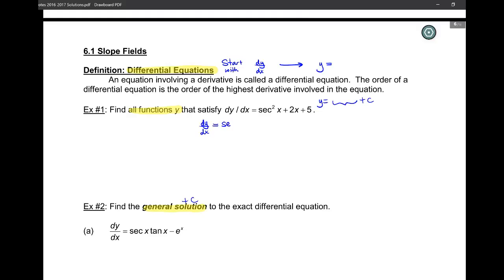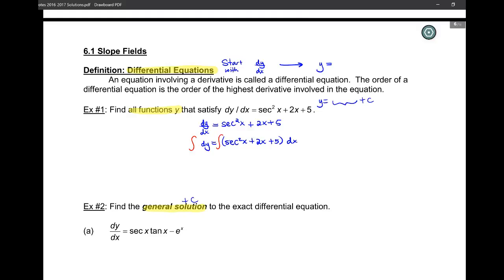We are going to start with moving the dx to the other side, as if we're going to multiply both sides by dx. So it's going to look like this: secant squared of x plus 2x plus 5 dx. Now the only way we can get rid of the dy and the dx is actually to integrate. So we're going to integrate both sides.